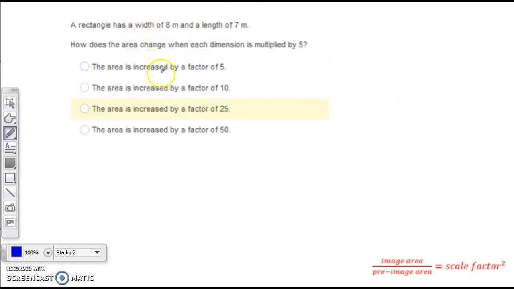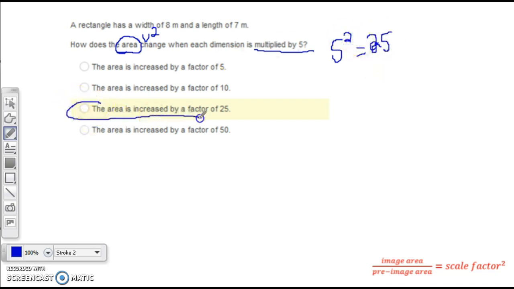A rectangle has a width of 8 meters and a length of 7 meters. How does the area change? Okay, so for area, our units are squared. So if we're using a scale factor, if we're multiplying it by 5, we need to take that scale factor and square it. And that new area is going to be 25 times bigger. So the area will increase by a factor of 25.